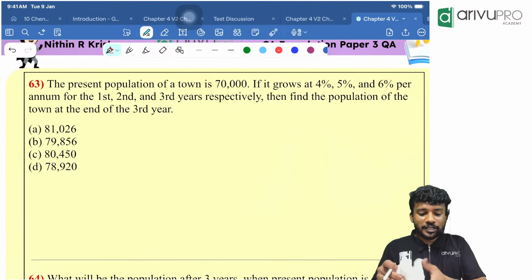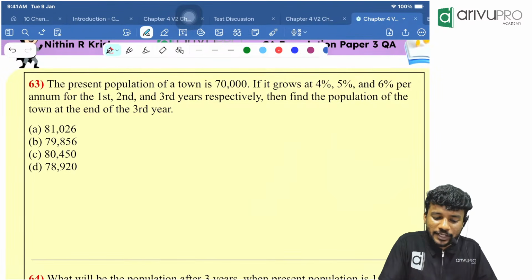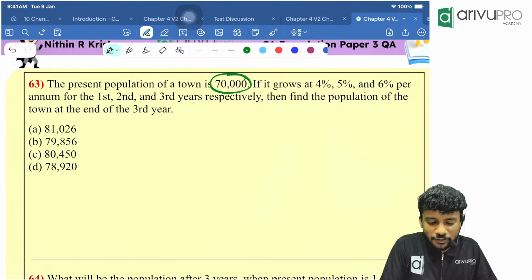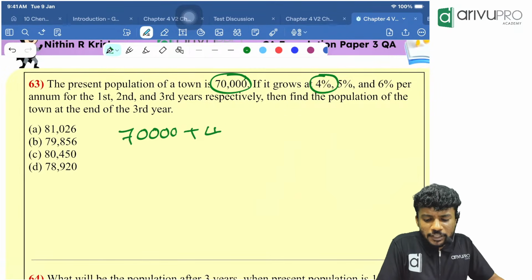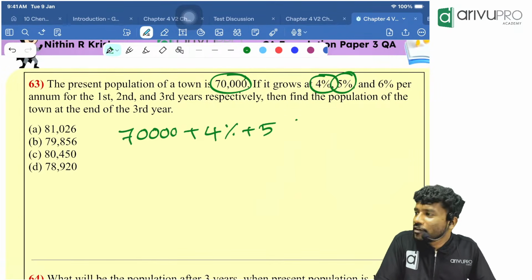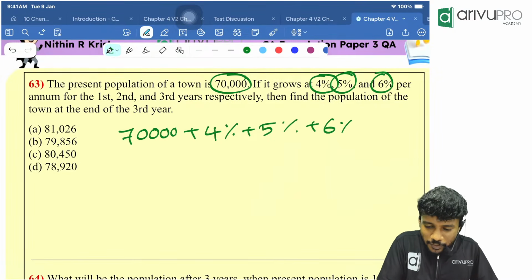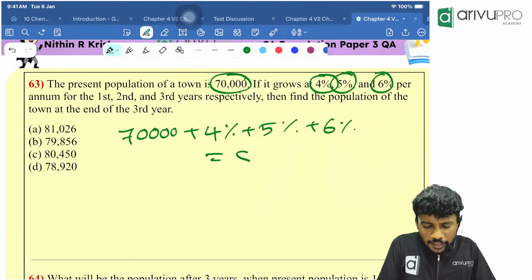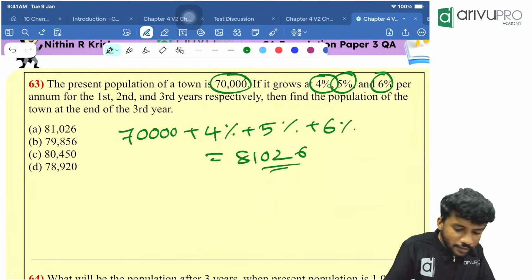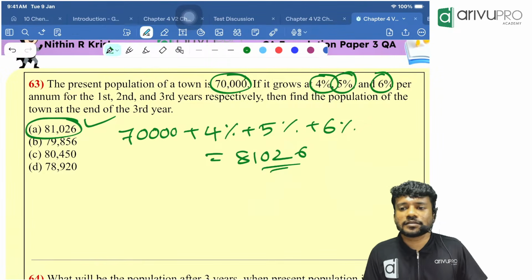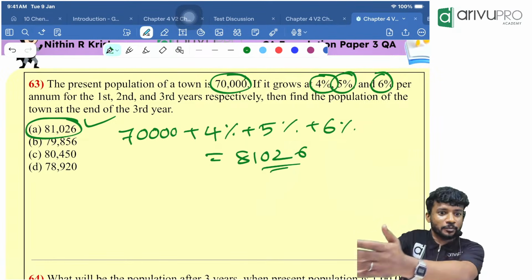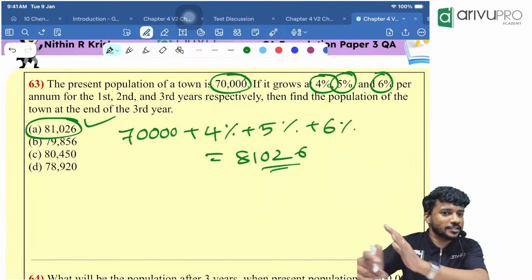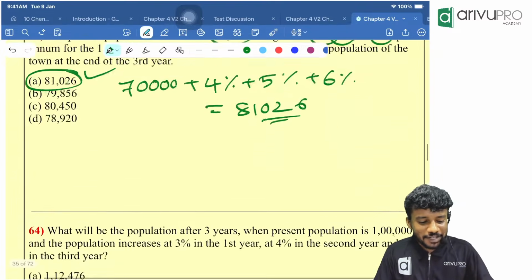Option A. So people, the first one. The present population of the town is 70,000. So 70,000 is my current population, plus initially it grows at 4%. That means plus 4%. Second year it is 5%. Third year it is 6%. How much is it coming to be in total, people? 81,026. Option A is my answer. That's how you are going to do it in the calculator. Some decimal point will be there; for population, you round it off, since you cannot have a fraction of a person.